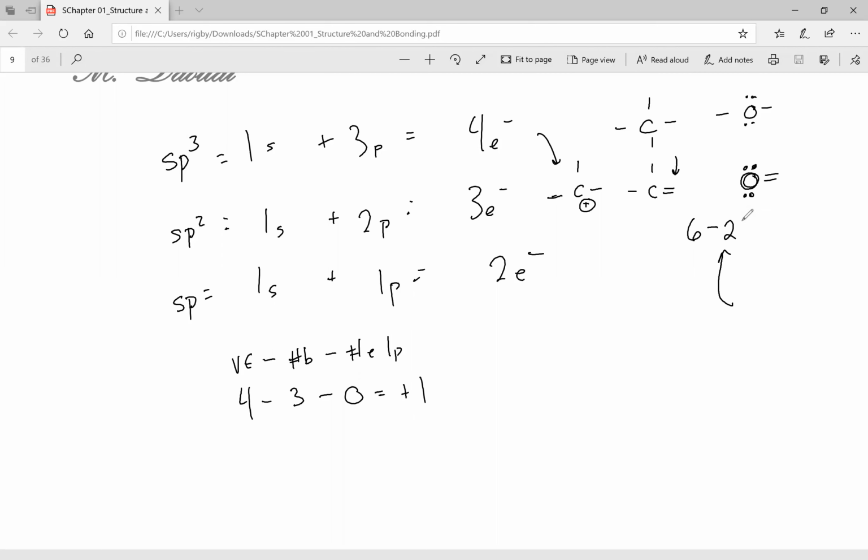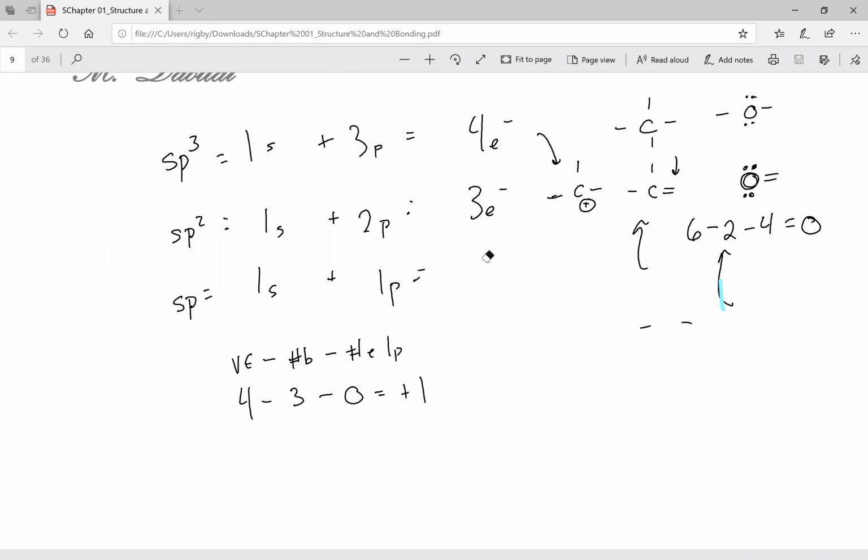So in this case, 6 minus 2 bonds minus 4 electrons in lone pairs, that equals 0. We can do the same thing with this carbon right here. 4 minus 4 bonds minus 0 electrons in lone pairs equals 0. So this one's also neutral, okay? So now let's go on to sp.